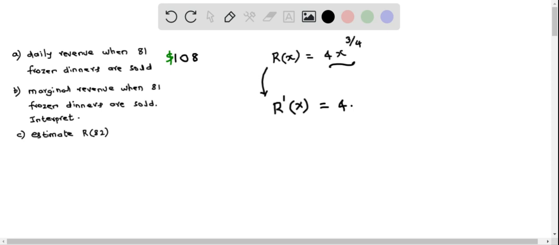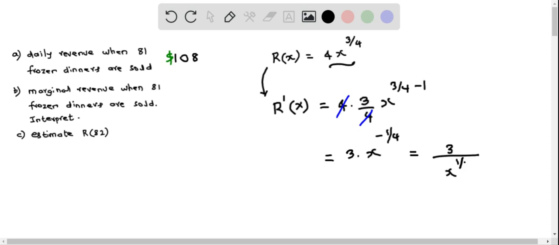Since 4 is a constant, I keep this as it is, and then I find the derivative of x raised to the power of 3/4 using the power rule. So I put the power in front and then reduce the power by 1. So this becomes 3/4 x raised to the power of 3/4 minus 1. We see that we can cancel this 4 like this, and so this gives 3 times x to the power of 3/4 minus 1, which is negative 1/4, and this is written as 3 over x raised to the power of 1/4.